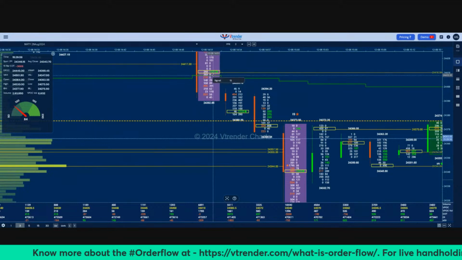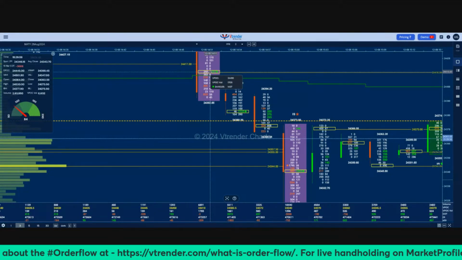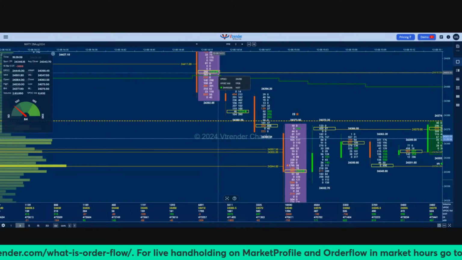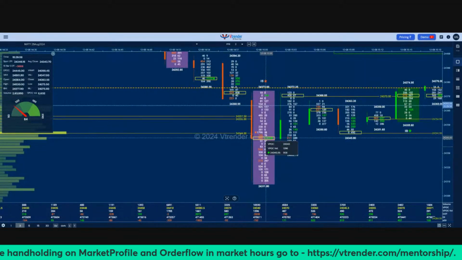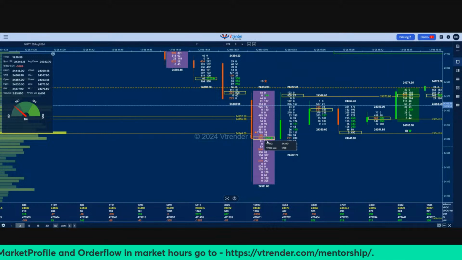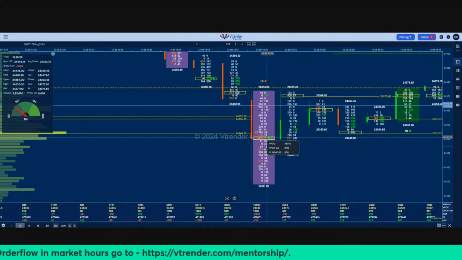In this IS bar, the auction remained below the POC all the time. We never went on to tag this POC. But in this other IS bar, we could not stay below this POC. In fact, the auction was mostly above this POC.